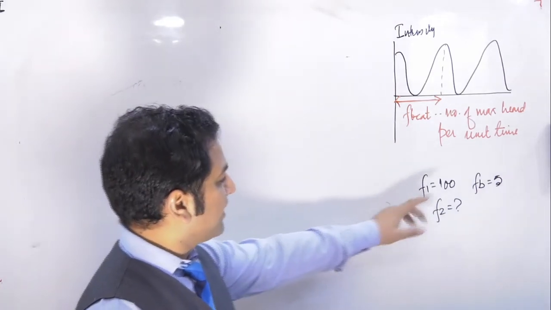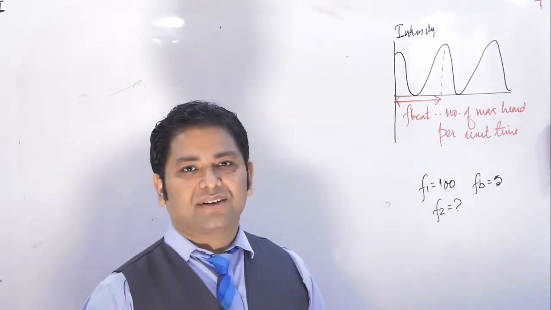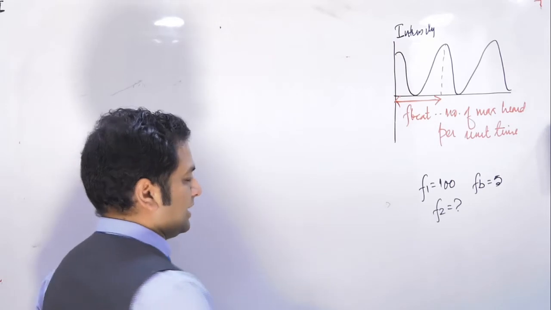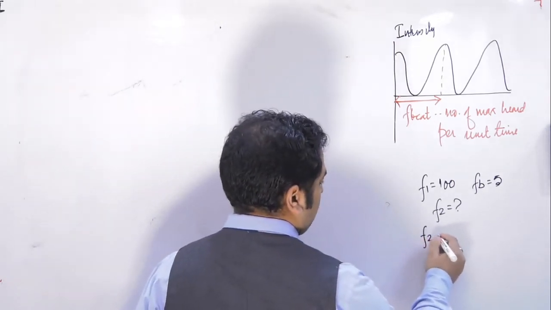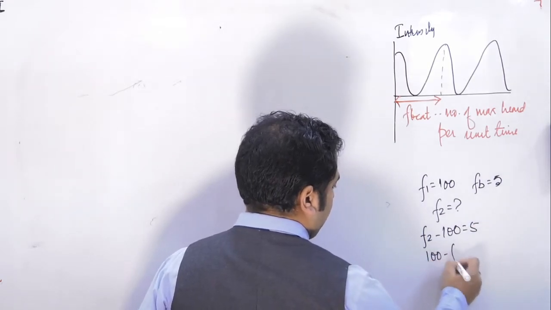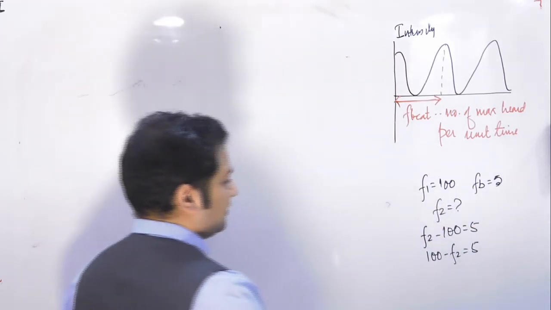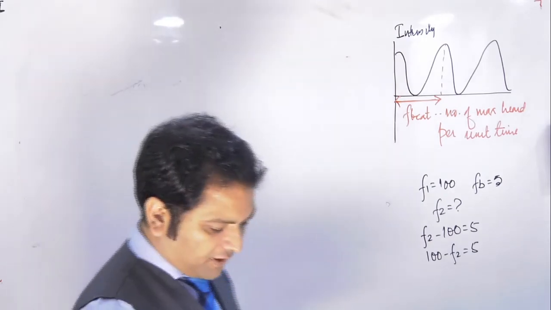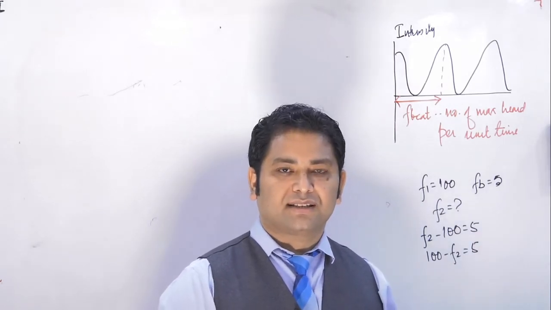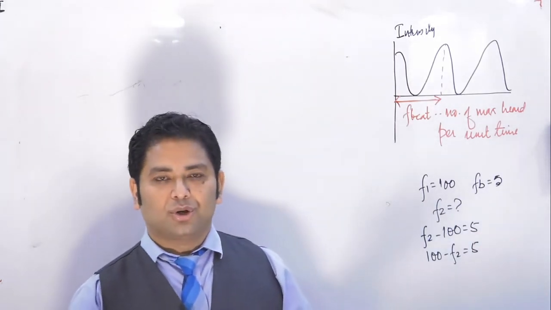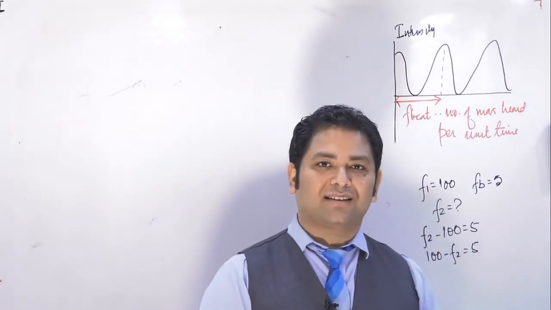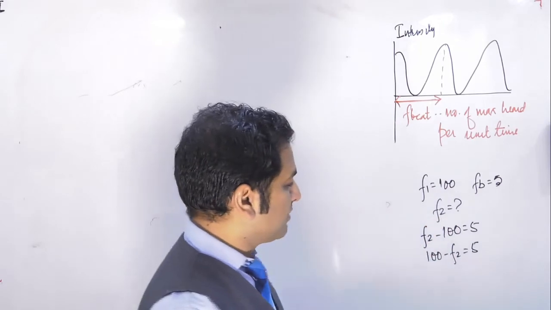One frequency is 100, the beat frequency is 5. So you need to calculate F2. There are two possibilities. Either you say F2 minus 100 equals 5, or you say 100 minus F2 equals 5. Because the beat frequency is the difference in the two frequencies. And we actually don't know whether F2 is greater or less. So you need to take both possibilities.